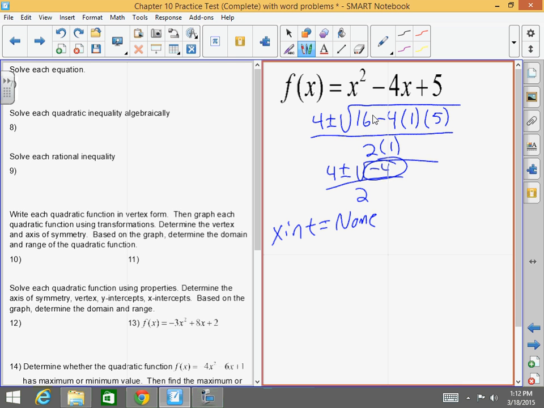So what? My axis of symmetry is negative b over 2a. So in this case, it's going to be 4 over 2, which is x equals 2. That's my axis of symmetry. My vertex, I plug the x of the axis of symmetry into the function. 2 squared is 4. 4 minus 8 is negative 4. Plus 5 is 1. So 2, 1 is my vertex. My y-intercept is 0, 5.